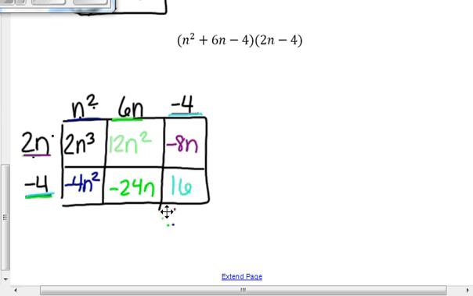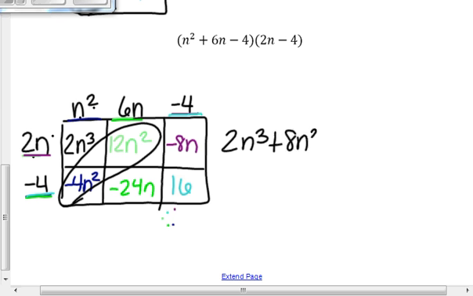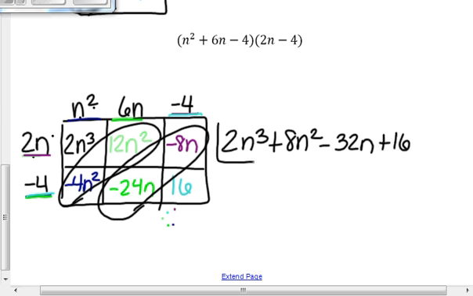So we have 2n cubed. Combine like terms, we have negative 4n squared and a positive 12n squared, which gives us a positive 8n squared. Then we have a negative 24n and a negative 8n, giving us negative 32n. And we're left with a positive 16 at the end. So this is how you multiply polynomials, whether it's a binomial, trinomial, or whatever.